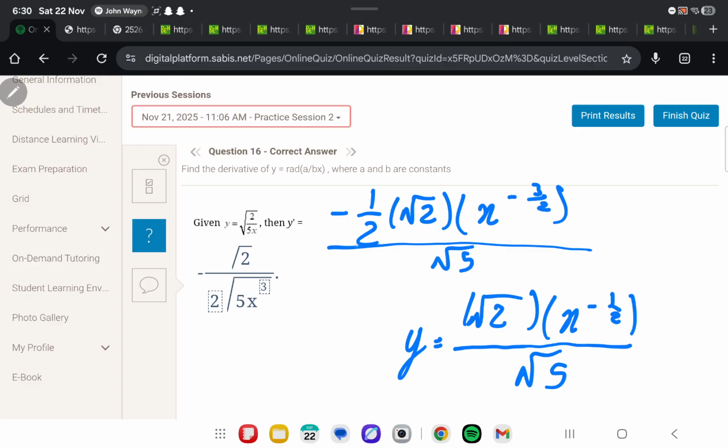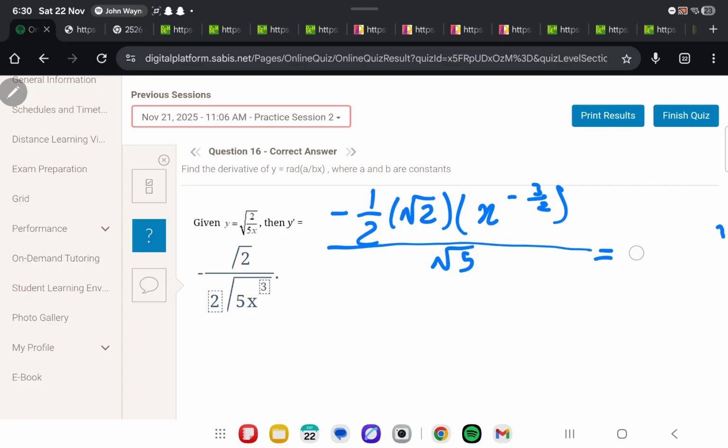radical 5. Now, you notice here you have a fraction, this denominator, you can instantly take it down, right? So what is it going to be? This negative 1, you can keep it if you want. You can remove it if you want. Radical 2 into x to the power of negative 3 over 2. So, negative radical 2 into x to the power of negative 3 over 2.